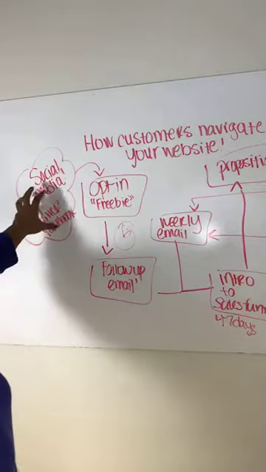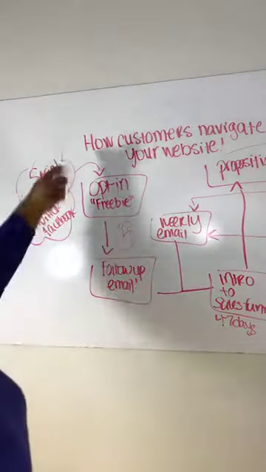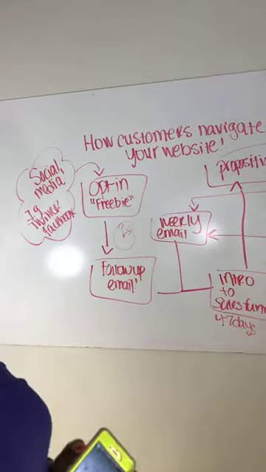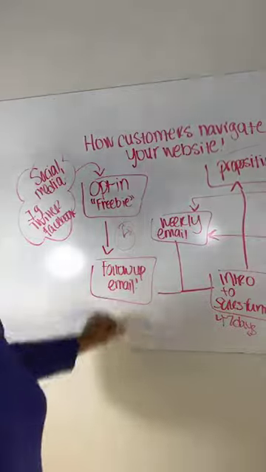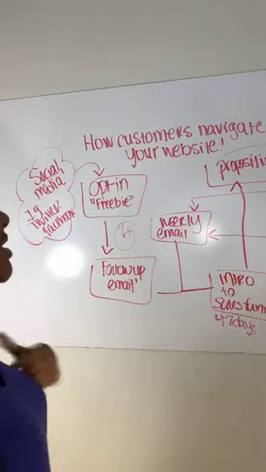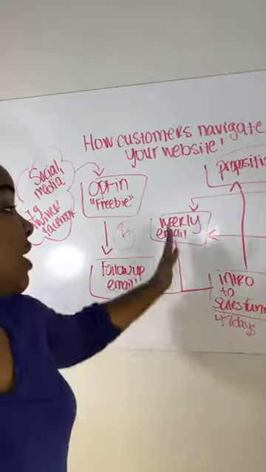So they're going to come to your social media and they're going to see you advertising your opt-in freebie, and they're going to say, I want that. Then they're going to give you their email, and they're going to go into your email list. You're going to send them a follow-up email and check on them after you have sent them your freebie. Then they can either go one of two ways.